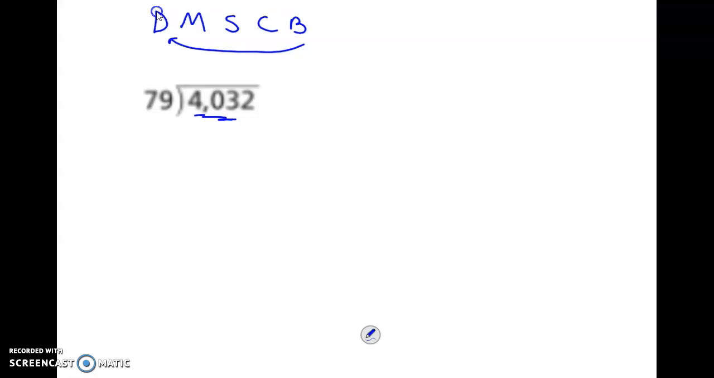Okay. Now, like you, I don't know my 79s, so I would set up my paper off to the side and I would do some 79s. Again, like I told you on that other problem, some people just choose random numbers and try to figure out how many times 79 would go into 403. You might start with 5, and if it's too small, go bigger. If it's too big, go smaller.